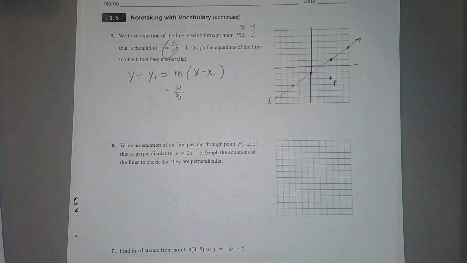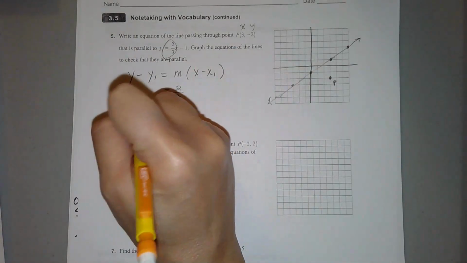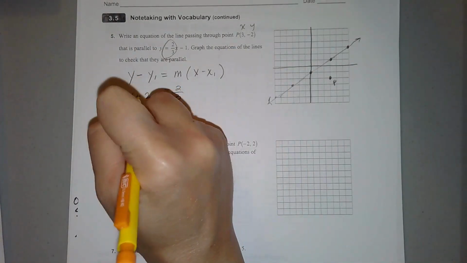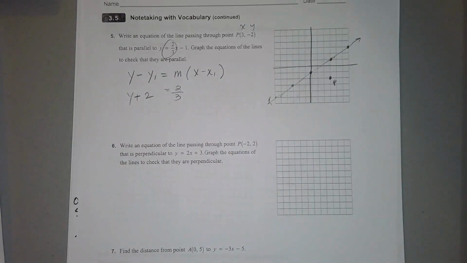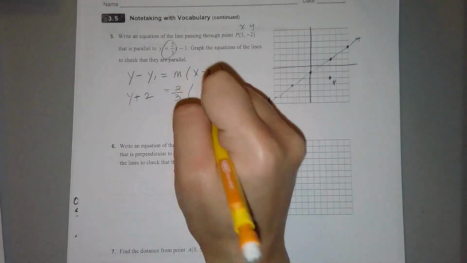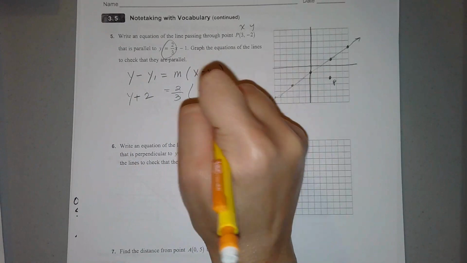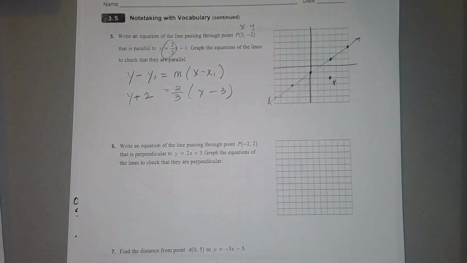The next thing is, in order to find the rest of my equation, I'm going to plug in this point. So I'm going to plug in P, which is (3, -2), in for y1 and x1. So this becomes x plus 2, because it's y minus a -2, and this one becomes x minus 3.